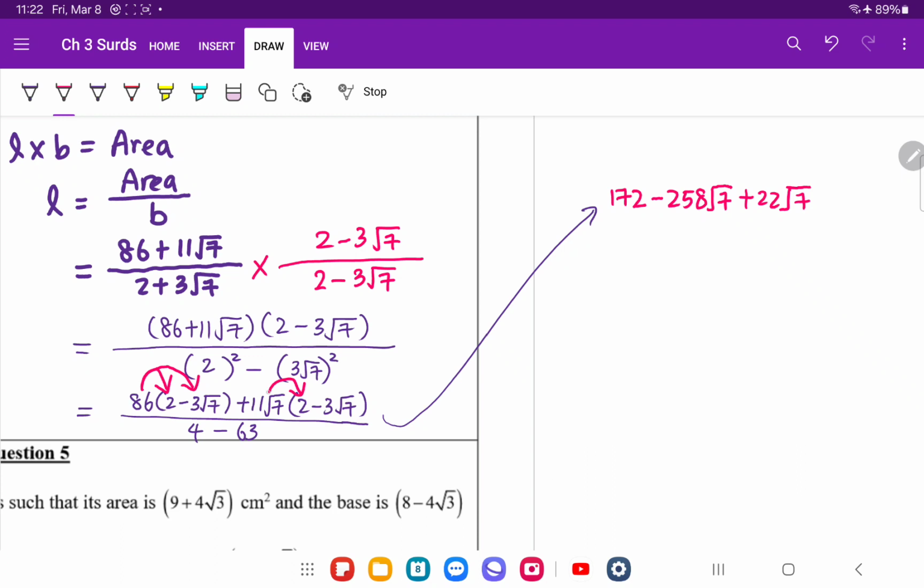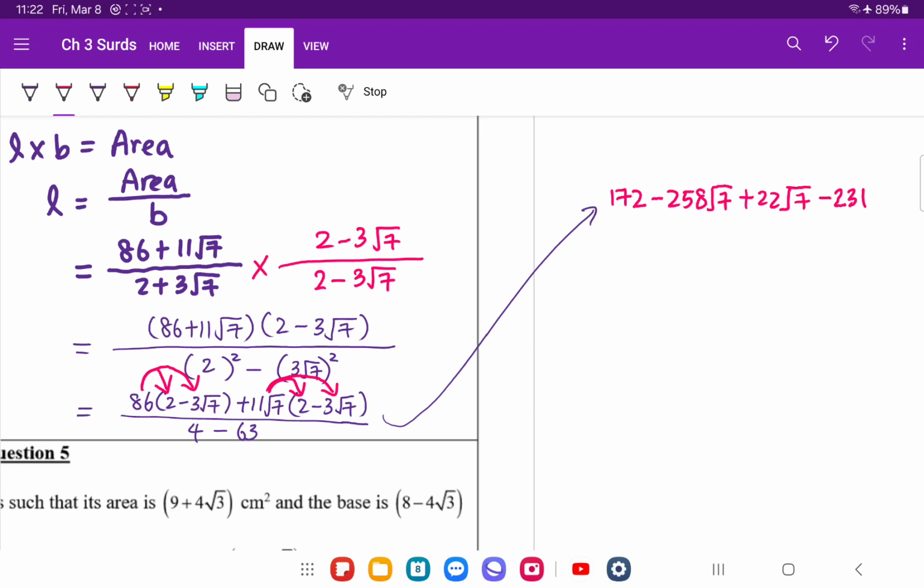The last rainbow, please be careful, there are 4 things. The last rainbow is 11 square root 7 times negative 3 square root 7. Now you can actually press calculator for this. Your calculator should give you negative 231. So your calculator actually can give you the value. You just have to press calculator. And how come the answer is so beautiful? Because root 7 times root 7 is just 7. There is no more surd.